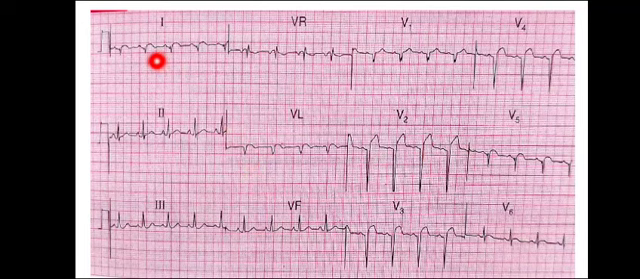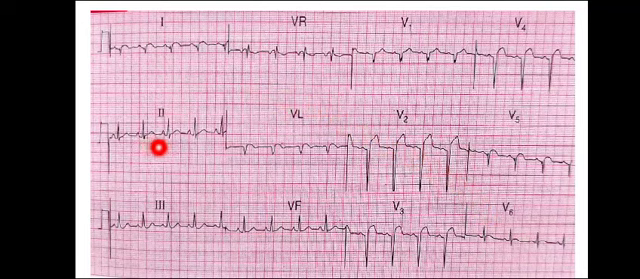So as lead 1 represents the lateral wall, we see that there is ST segment elevation. Also there is ST segment elevation in lead AVL. Apart from this, in the other lateral leads, we can see the ST segment elevation in lead V5 as well, and in V6 this seems to be normal.